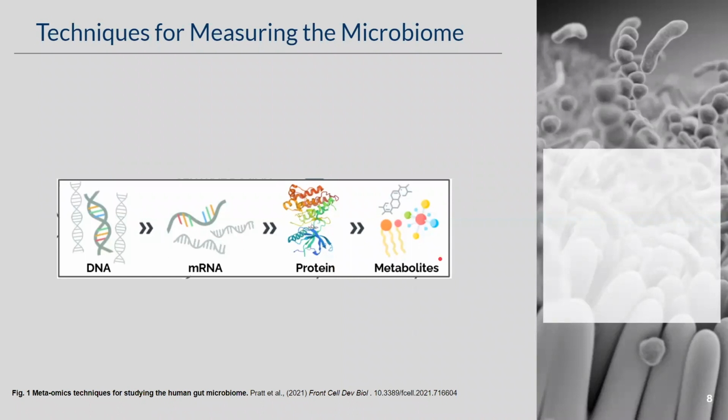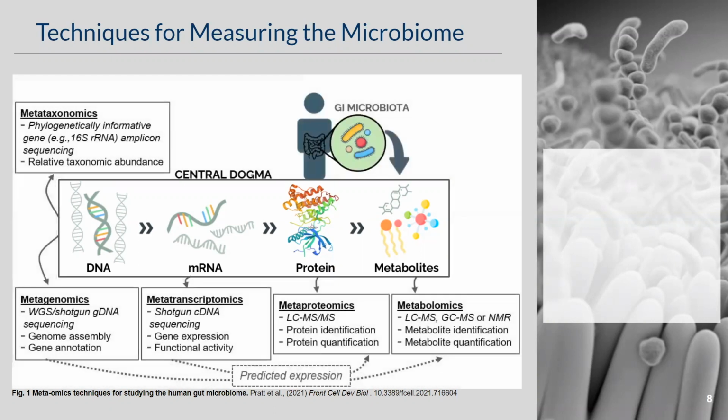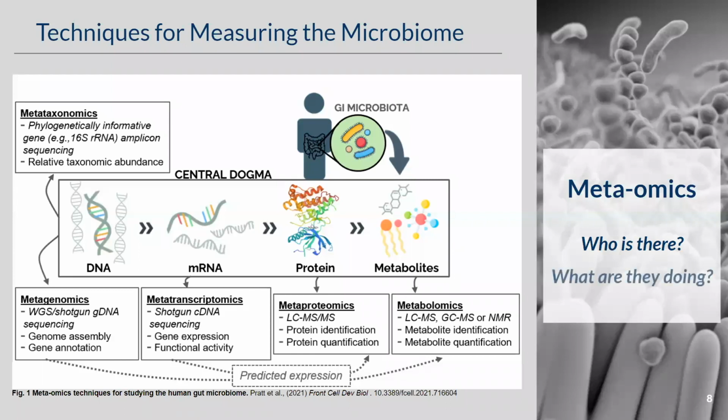So we can use these different building blocks to study mixed communities, and the approaches vary according to what type of material you're studying. So grouped together, these techniques are called meta-omics. We have things like metagenomics, metaproteomics, you get the idea. So these techniques aim to describe two aspects of microbial communities. Who is there? That's our microbiota. And also, what are they doing?